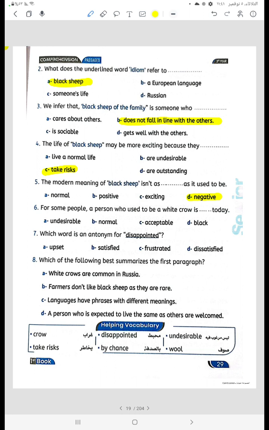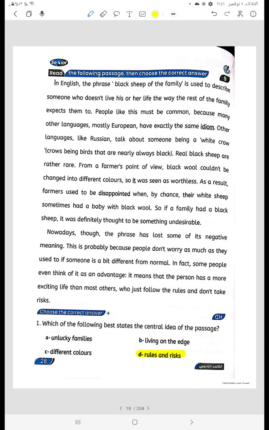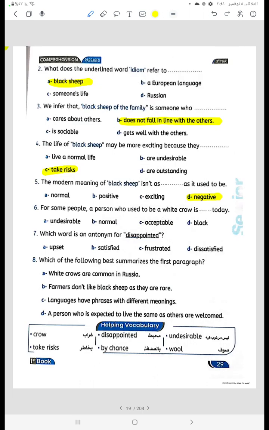Let's see what the passage says. Where is white crow? Here. Other language like Russian talk about someone being a white crow. Crows being birds that are nearly always black. Real black sheep. So what does white crow mean to some people now? Let's see. For some people a person who used to be a white crow is today undesirable, because it's known that the crow is black.